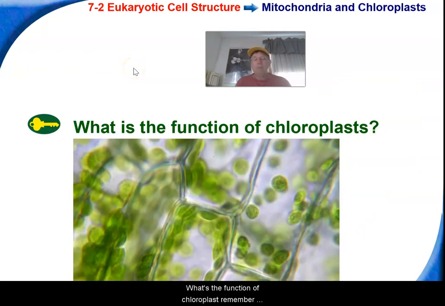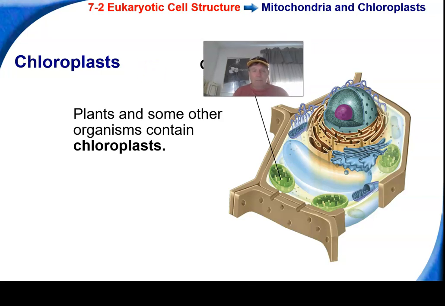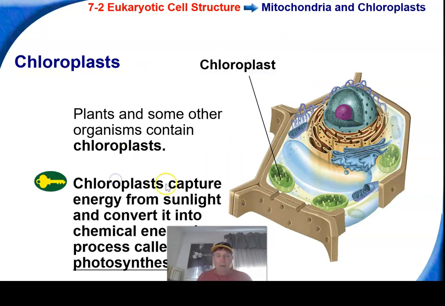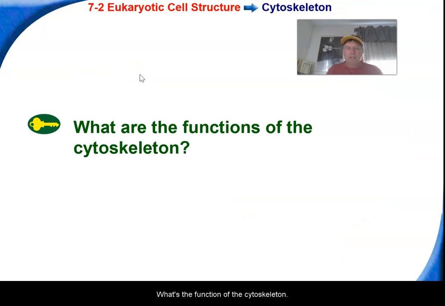What's the function of chloroplasts? Remember, chloroplasts are found in plants and in some other types of organisms. So what do chloroplasts do? Plants and some other organisms contain the chloroplast. Chloroplasts capture sunlight and convert it into chemical energy in a process called photosynthesis, which we will have a whole chapter about.